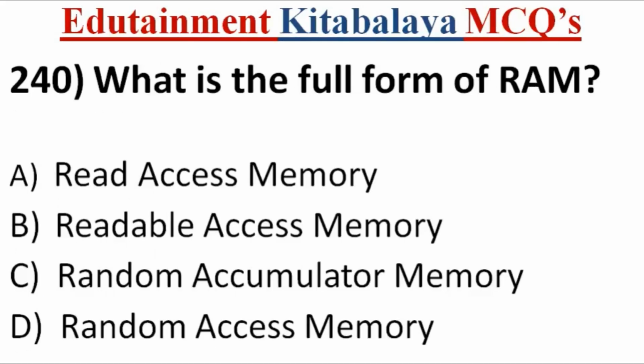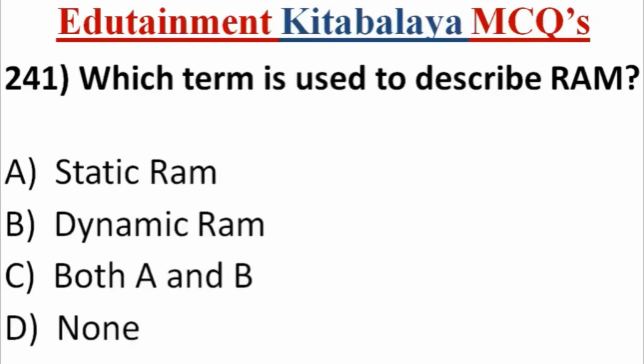Question number 240. What is the full form of RAM? A. Read access memory. B. Readable access memory. C. Random accumulator memory. D. Random access memory. Correct answer is D. Random access memory.